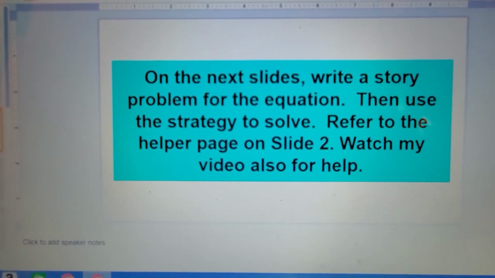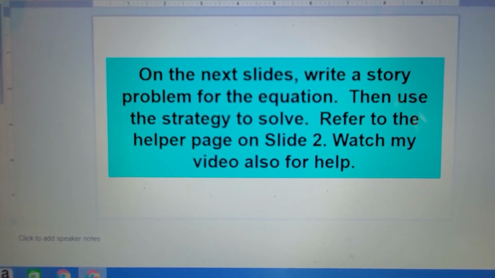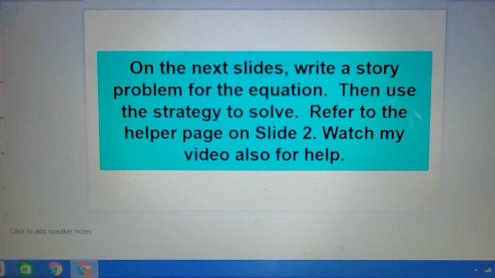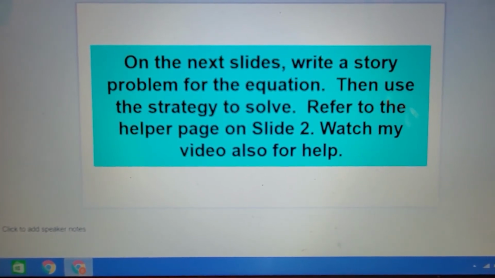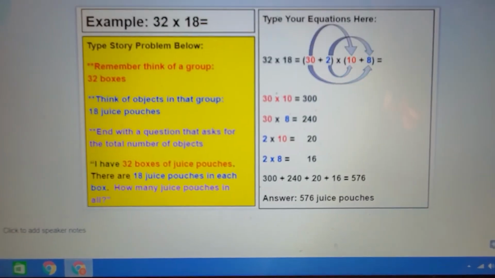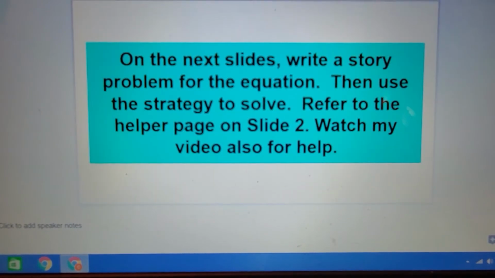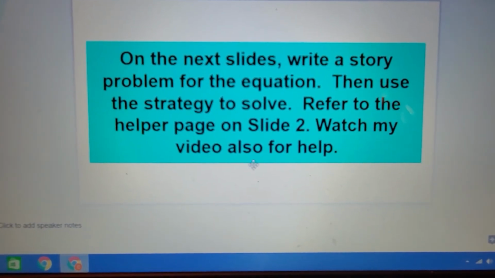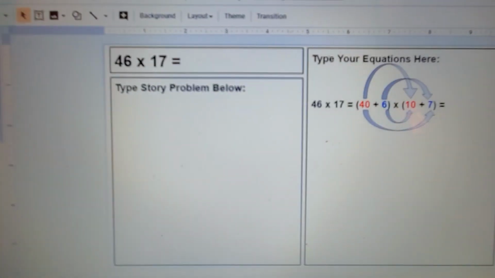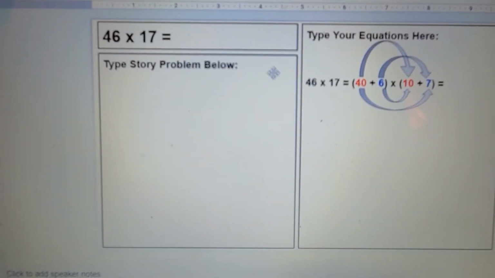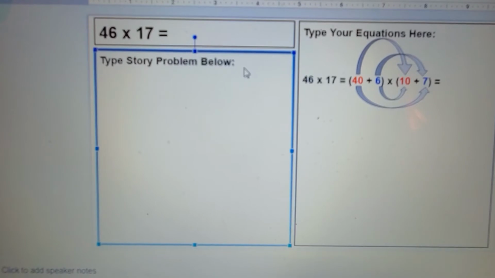Write a story problem for the equation, then use the strategy to solve. Refer to the helper page on slide 2, which is the one that we just saw. That's the helper slide. Watch this video, my video, also for help. So I'm going to do this one with you. I'm going to think of a story problem.